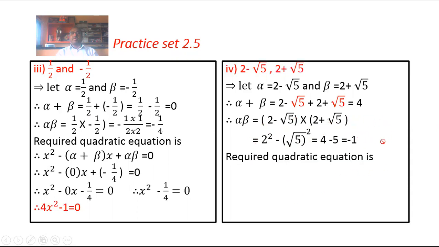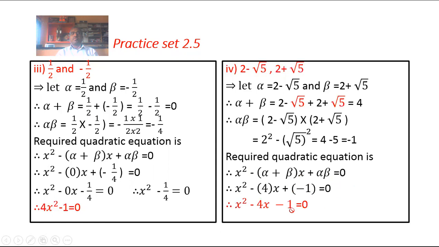Required quadratic equation is x square minus (alpha plus beta) multiply x plus alpha into beta is equal to 0. Substitute the value alpha plus beta is equal to 4: x square minus 4x plus (minus 1) is equal to 0. Therefore, x square minus 4x minus 1 is equal to 0. This is the required quadratic equation.